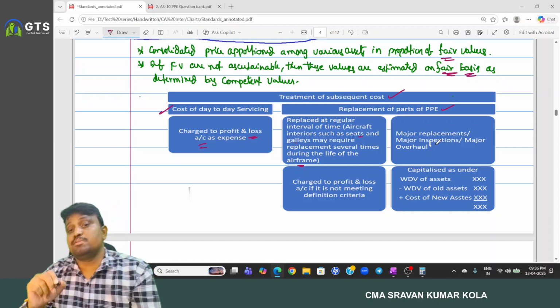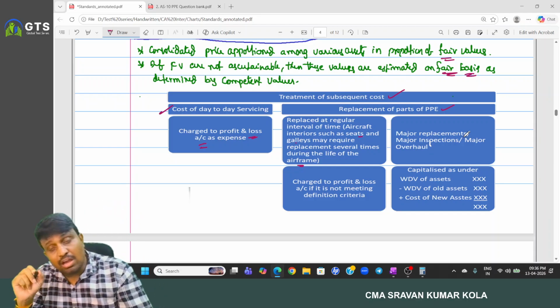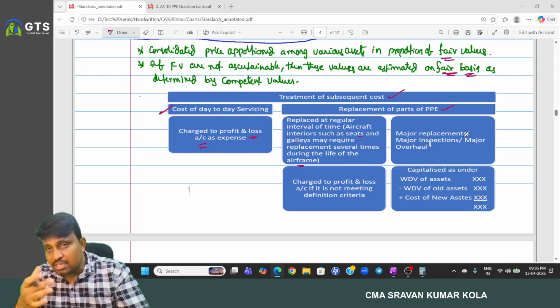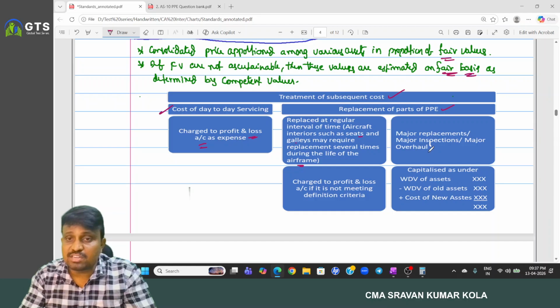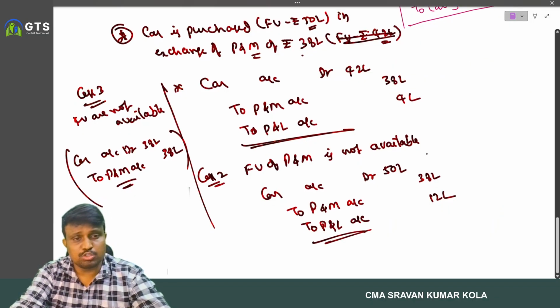And in case of major replacement or major inspection or major overhauling, we have, for example, I am using the laptop for providing the classes. If the laptop screen has been damaged, then I need to replace it. And the replacement of the screen is not done at regular intervals of time. Once in 2 years, once in 5 years, etc. It happens. That is a major replacement I have. In case of major replacement, the replacement value should be capitalized.